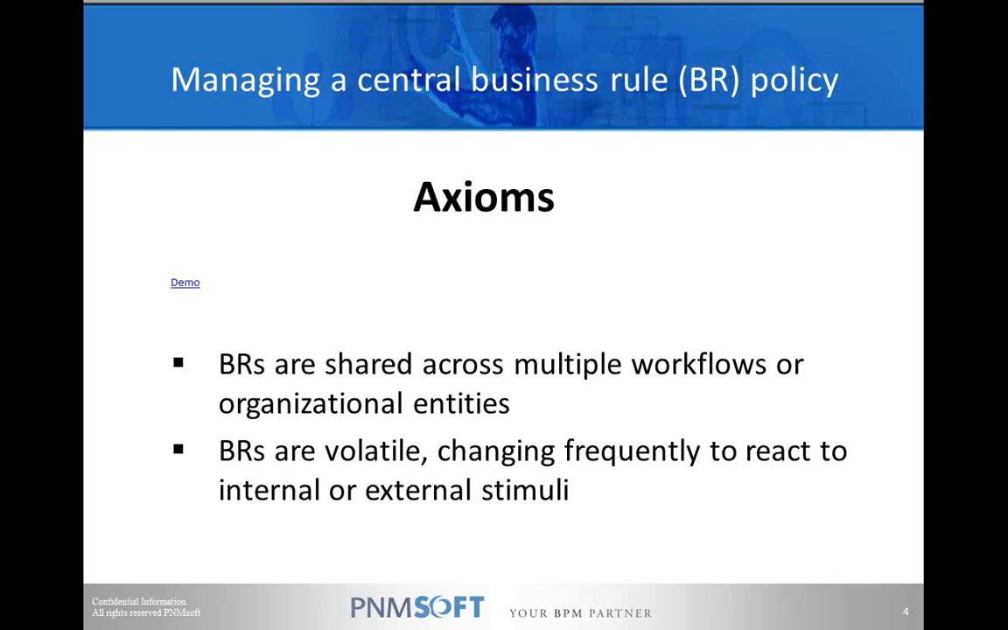First of all, the axioms for business rules are that we're assuming that our important ones can and should be shared across multiple workflows and organization entities. And, like we said, they're volatile, they need to change, and we're doing that to react to internal or external stimuli. If we're sluggish in changing our policies because it's technically difficult and you need IT and you need everybody, then we're defeating ourselves. And so this brings us to the first demo regarding the central business rule policy management.